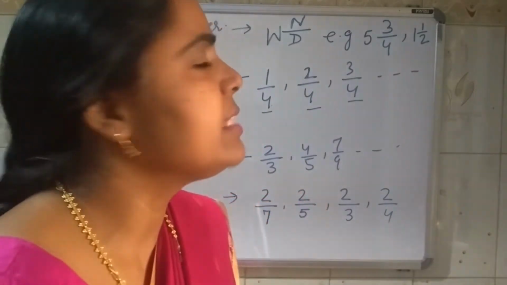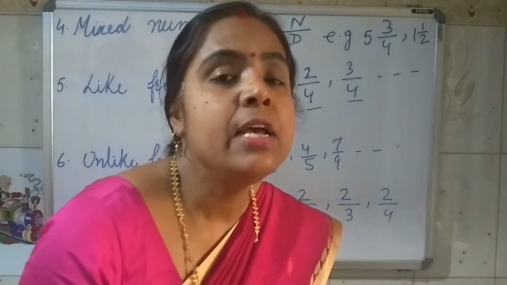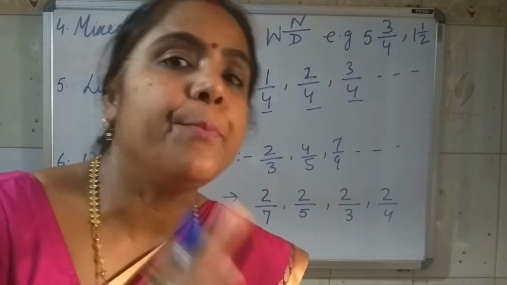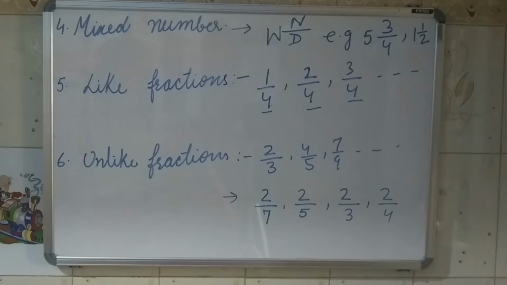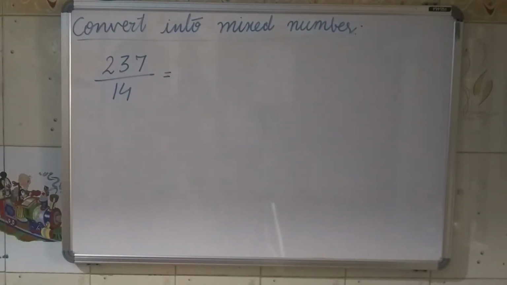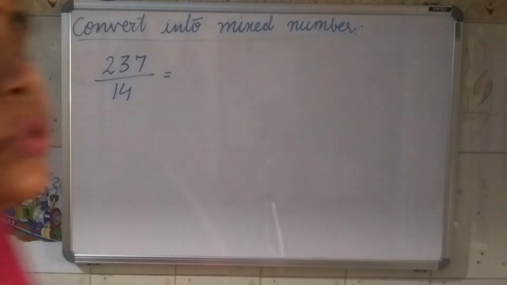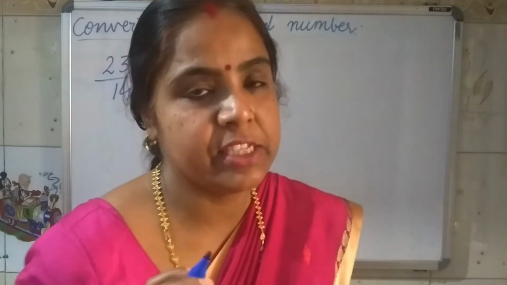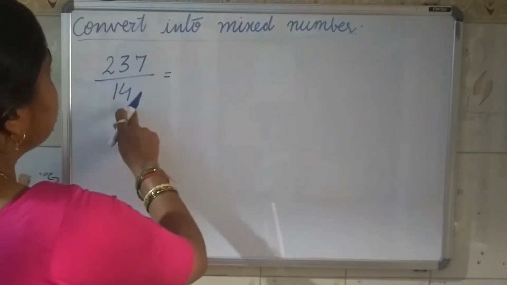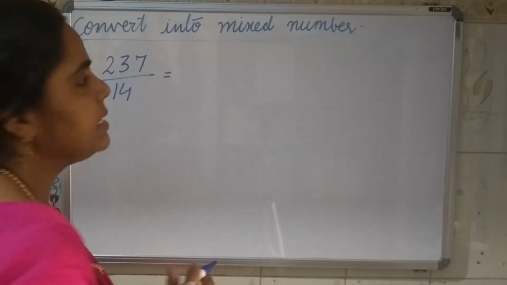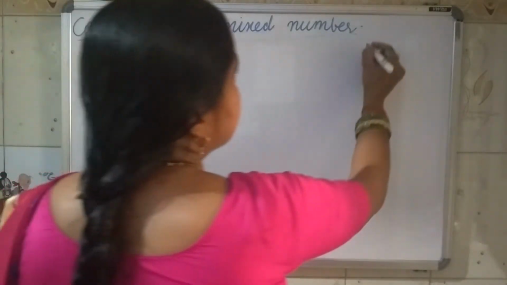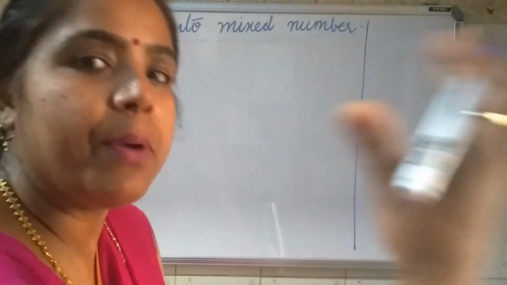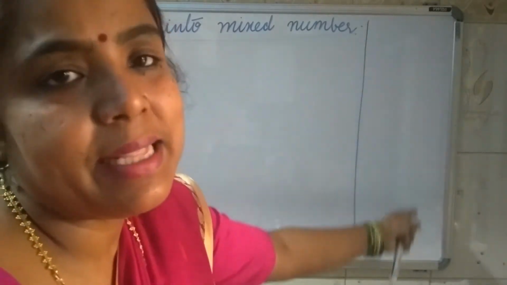Now we are switching to some more points where we need to calculate. So we are switching to the conversion of improper to mixed and mixed to improper. Before we start, let us see this 237 upon 14. This is the number. Whatever is the numerator, that is the dividend. Always keep in your mind when you are solving this conversion, the mixed number into improper or improper to mixed number, do the calculation part in the rough work.